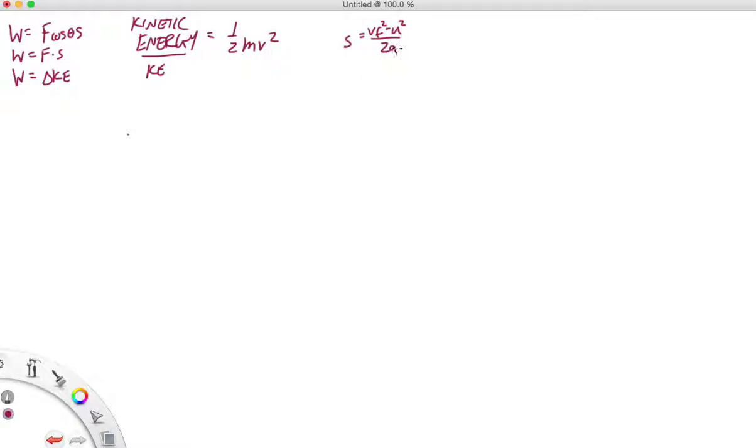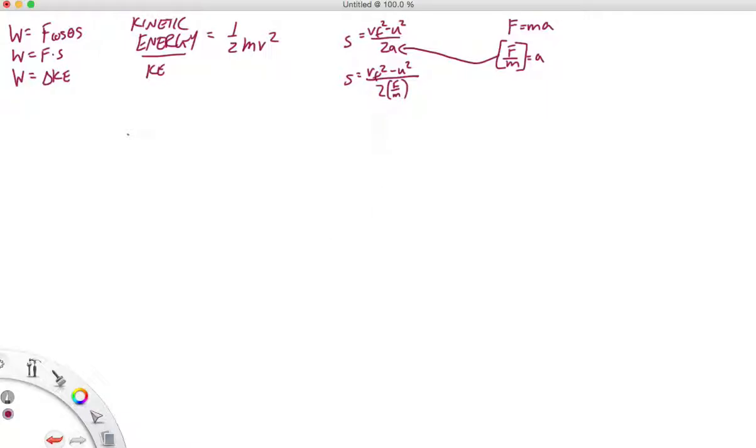And the first thing I want to do is replace this a with something a little bit more useful. So we'll use our F equals ma, praise Newton. And I want to rearrange this so I can get just a by itself. So I'm going to divide both sides by m. F over m equals a. So I'm going to take this right here and plug it in right there. So let me rewrite this. S equals VF squared minus U squared all over 2 times F over m. That looks pretty cool.